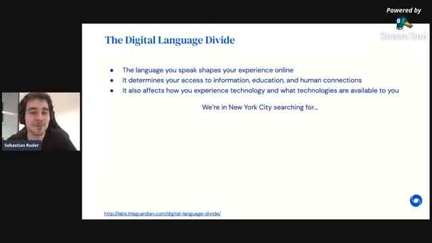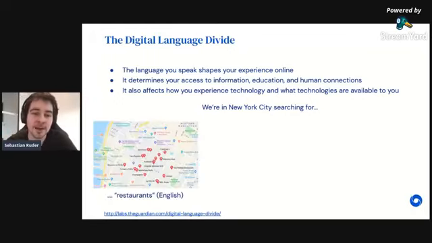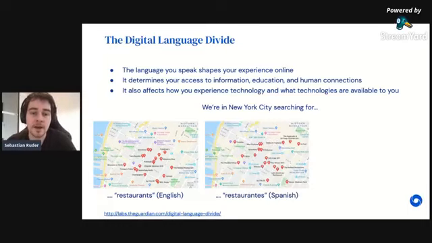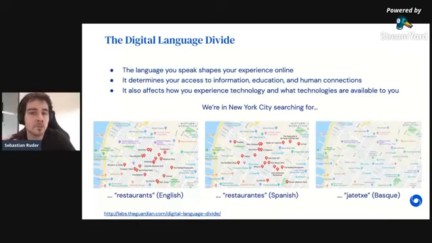And to just give one current example here, probably less current as this example is more for a post-COVID era, but if you're in a big city such as New York and you're looking for a place to eat, you can make your query in a high resource language such as English, and you're provided with a number of possible restaurants. You can make the same query in another high resource language such as Spanish and get a similar set of options. But if you now make an identical query in a low resource language such as Basque, you're not provided with any options at all.